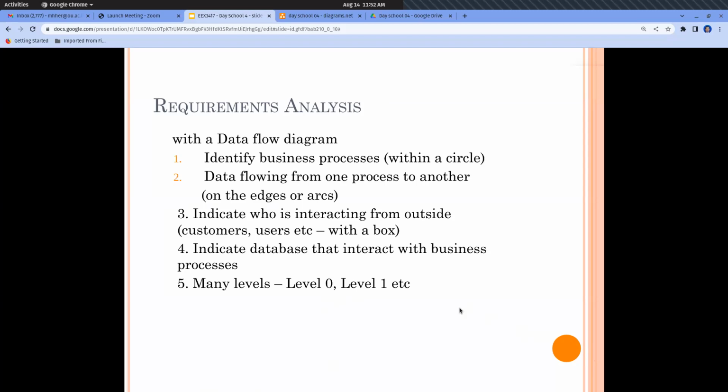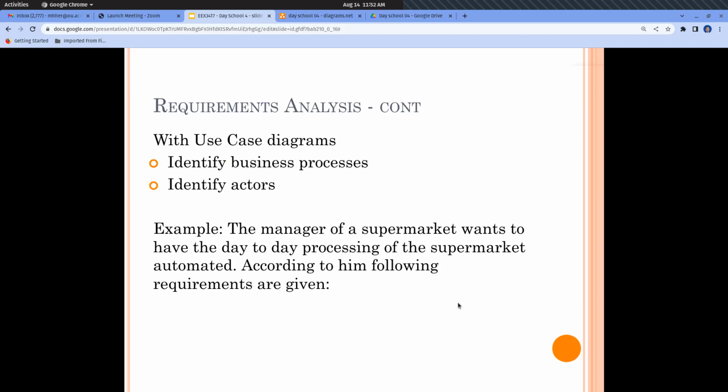Requirement analysis: one, two. Requirement analysis data flow diagram, which I explained earlier. Another is the use case diagram. I will first explain how to draw the use case diagram. A use case diagram identifies business processes and identifies actors.